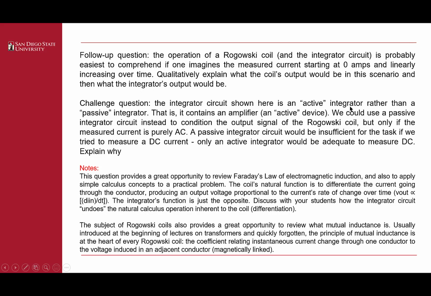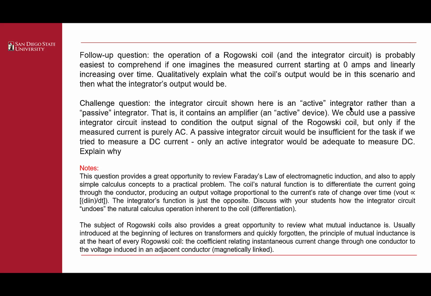Another question is coming with no answer. The operation of a Rogowski coil and the integrator circuit that is attached to this coil is probably the easiest to comprehend if one imagines the measured current starting at 0 amps and linearly increasing over time. So it says qualitatively explain what the coil's output would be in this scenario and then what the integrator's output would be. Here we have even more questions.